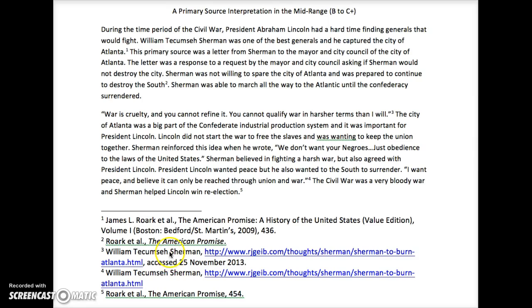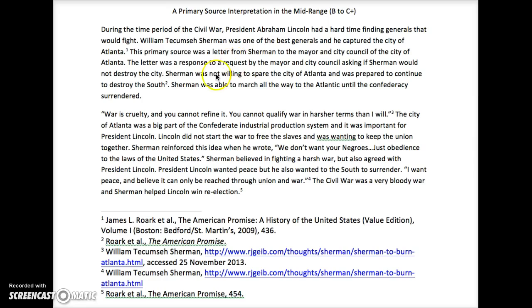This has pretty good footnotes. Let's see, we got an access date in here. We could have a little bit more information about what this web address is. William Tecumseh Sherman. Okay, what is it? Well, just what kind of website is it? You need to have more information about the website.